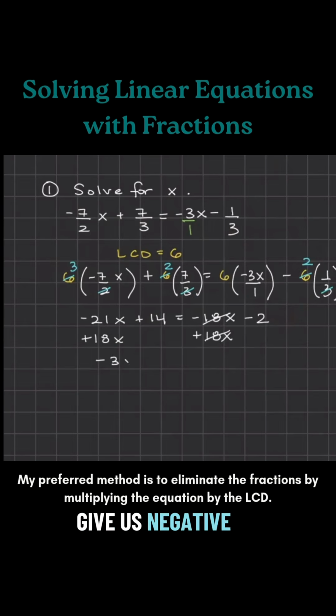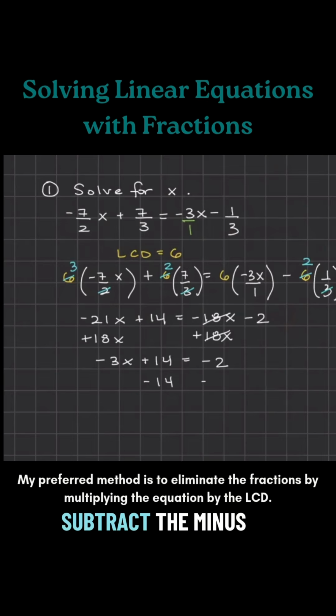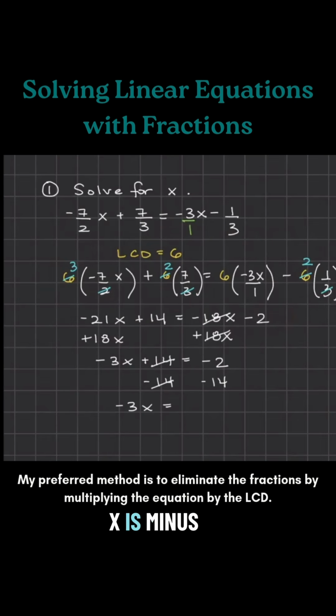So that's going to give us -3x plus 14 equals a -2. We can subtract the -14 or subtract 14. And so you have -3x is -16. And then dividing both sides by a -3, x is going to be 16 over 3. So that will be our final answer for this particular problem.